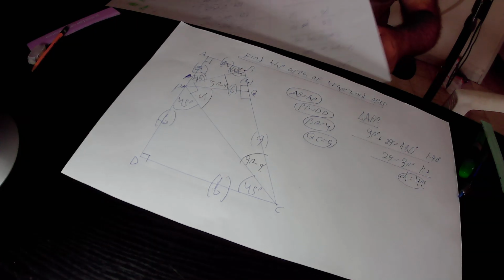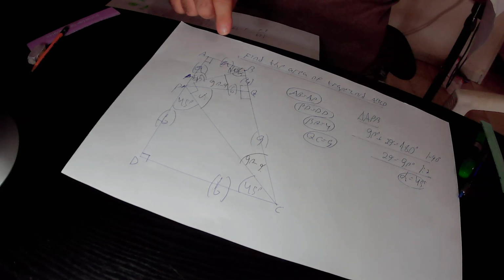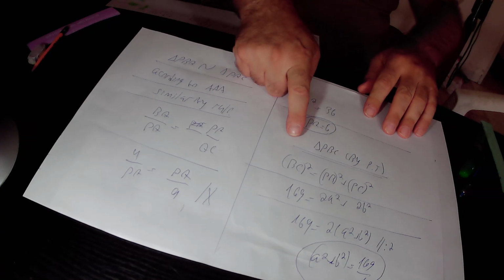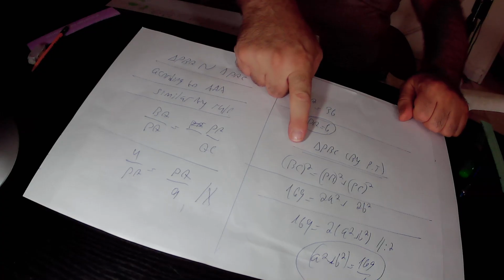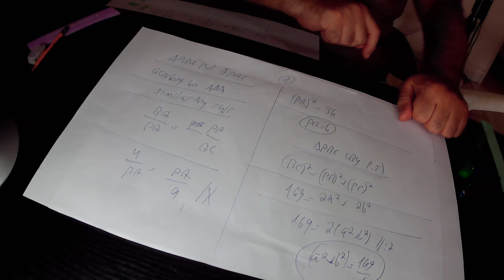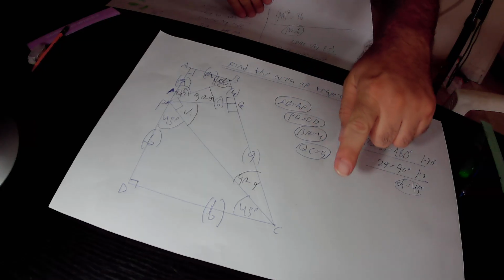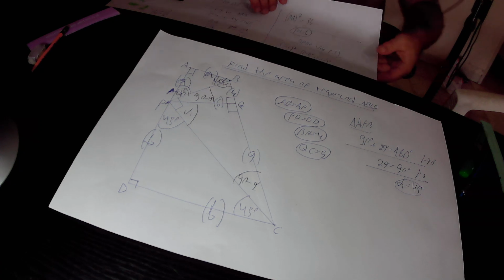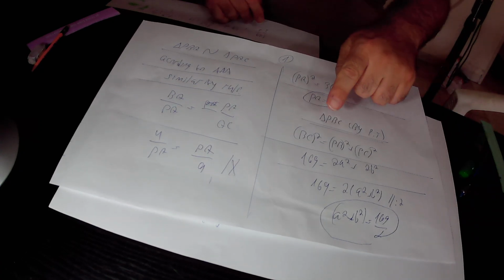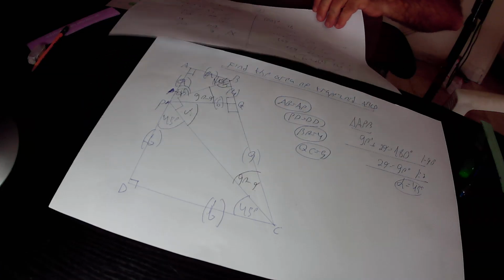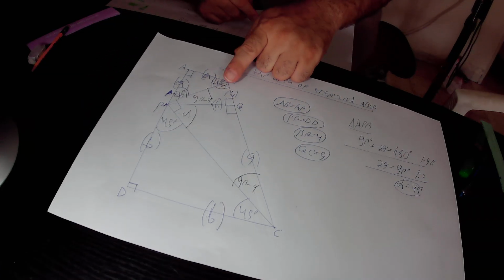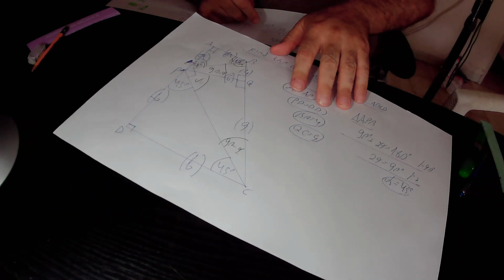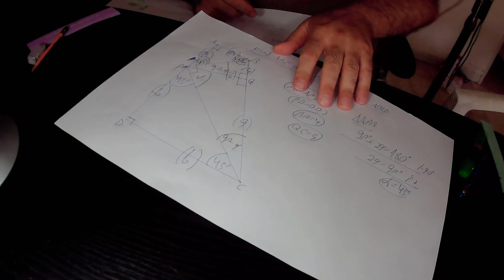Again, according to the Pythagoras theorem in the big right triangle PBC, BC squared, that is the square of the hypotenuse, equals PB squared plus PC squared. BC in total equals 4 plus 9, that is 13. Therefore, BC squared equals 13 squared, that is 169. BC squared is 169, and this is equal to PB squared plus PC squared.